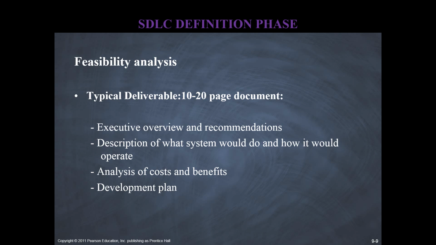Now, one of the typical deliverables or documents that come as a result of the feasibility analysis is a short 10-20 page document that has an executive overview of a business problem and some preliminary high-level recommendations. Also, a high-level description of what the system would do and how it would operate, analysis of cost benefits, and a rough development plan. So this is like a concept paper that outlines some general ideas in relation to an information system. So that's the typical deliverable of the feasibility analysis.